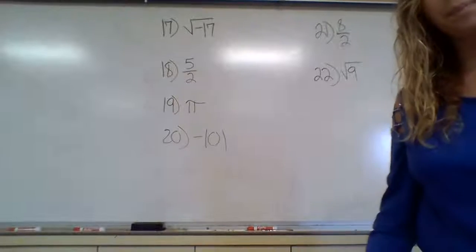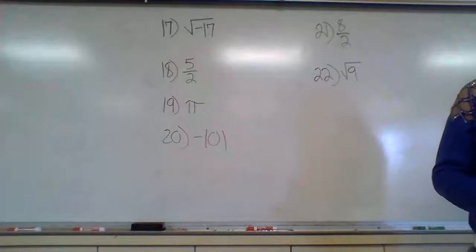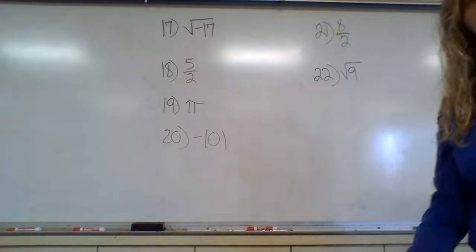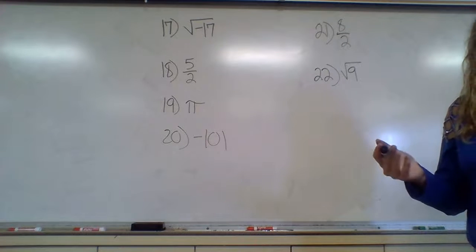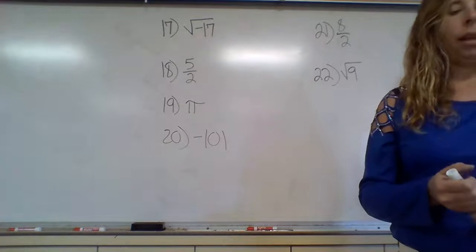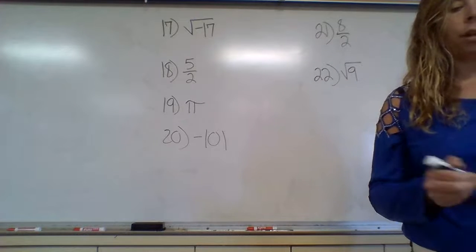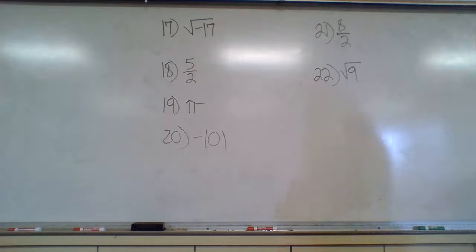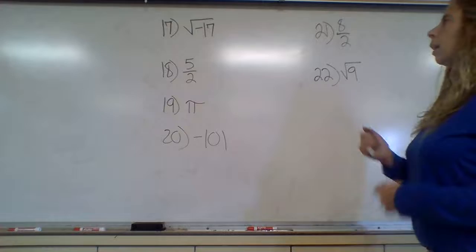Okay, here are the last ones. It says classify the following numbers: real, complex. Remember, complex means imaginary, you're dealing with an i. Rational, irrational, integer, and whole. List all that apply. So this is like our Jamboard activity that we did. Okay, list all that apply.